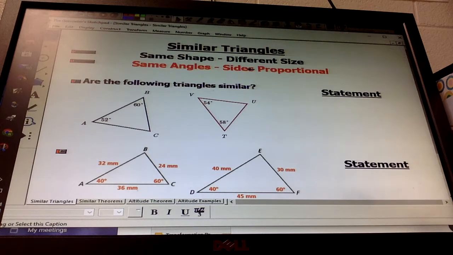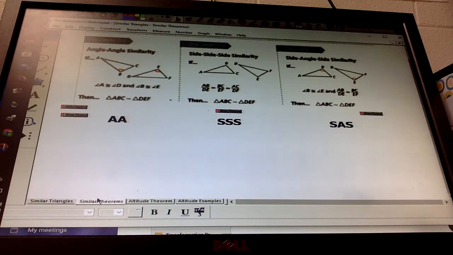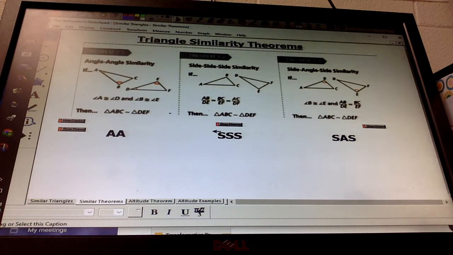So again, we're assuming you've already had a little prior knowledge based on that. Okay, and then there are three theorems that go along with that. Here are your three triangle similarity theorems. Now you'll recognize this slide from where we did congruent triangles, but this is different. In congruent triangles, side meant all three sides were the same. Side, in similarity, means all three sides are proportional.